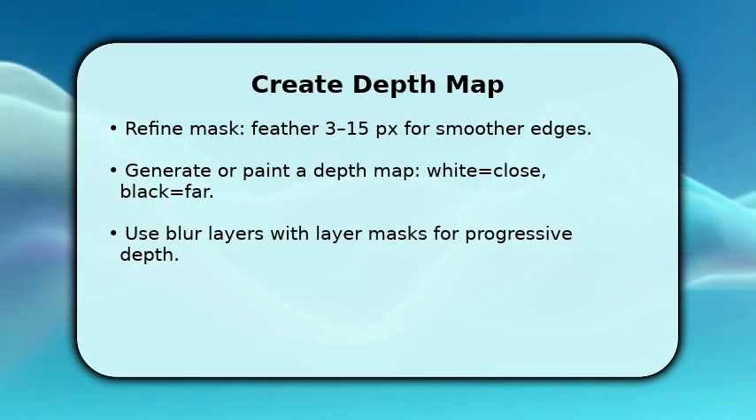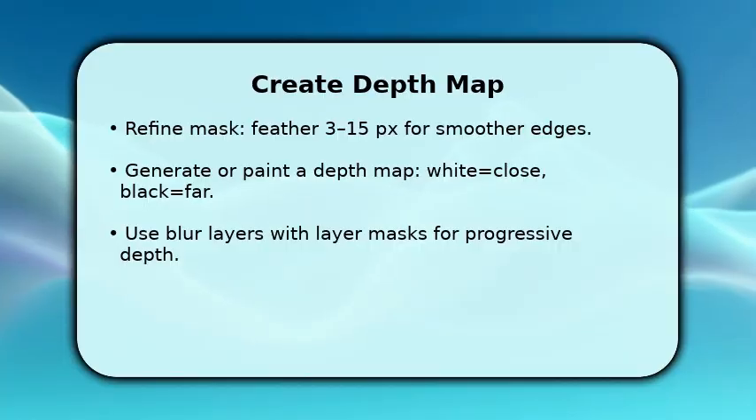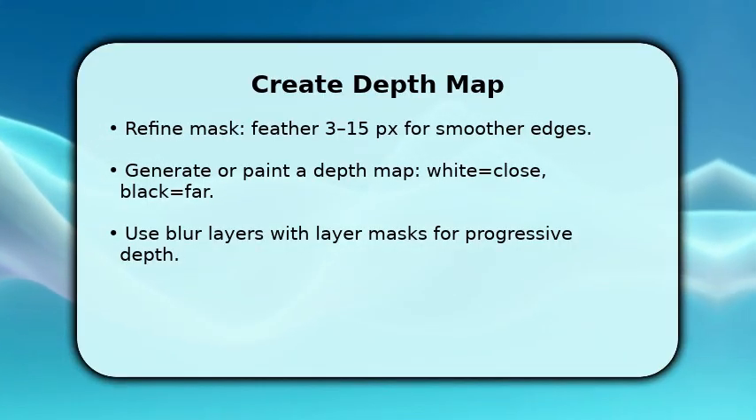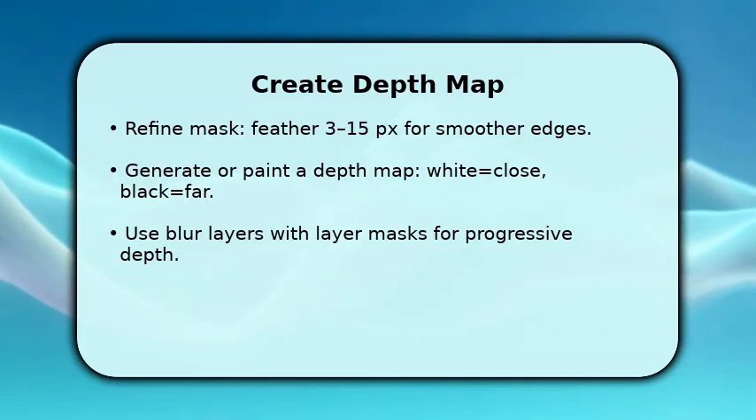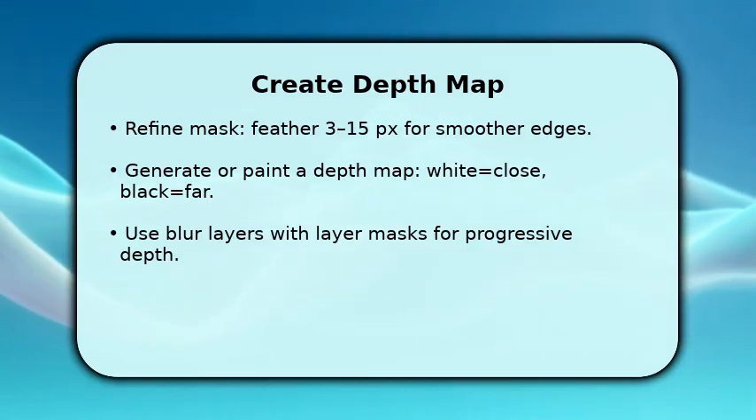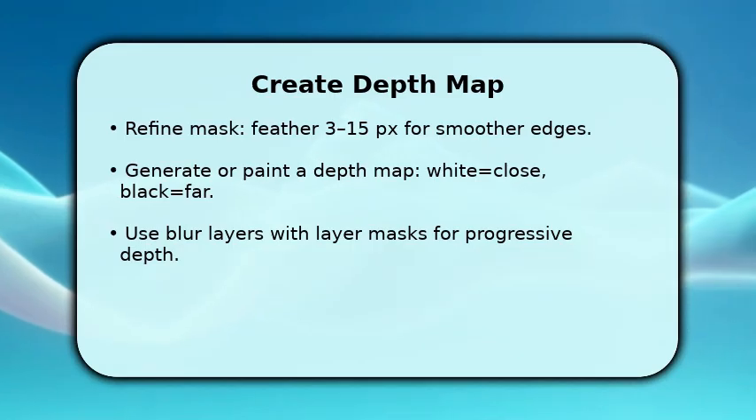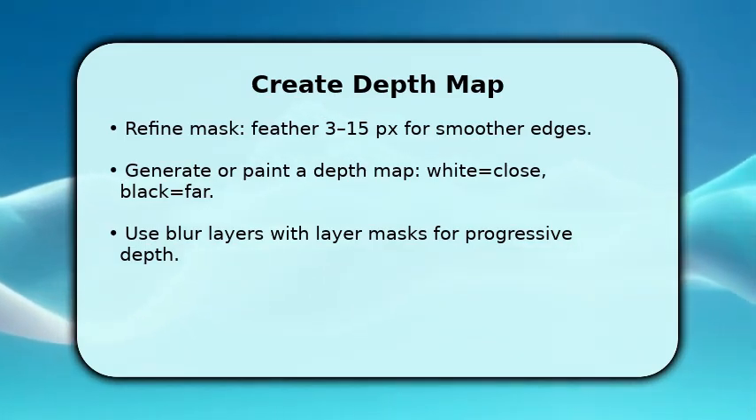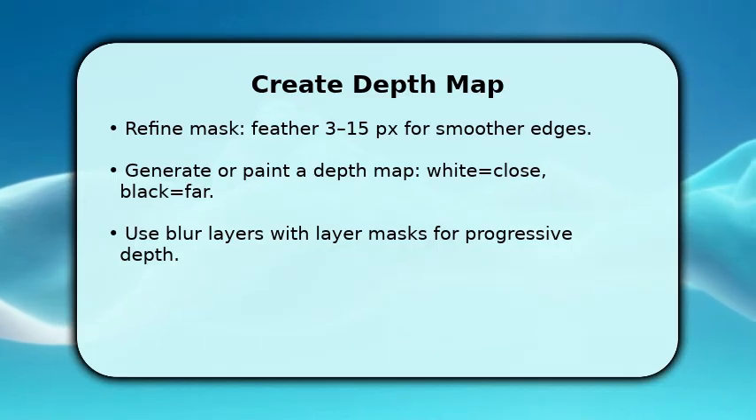Now you'll build the actual depth map that controls blur intensity. Once you have a clean subject mask, invert it to isolate background areas you want blurred. If your editor generates depth automatically, inspect it and paint corrections. White areas mean closer, black means farther. Apply a gradient or multiple zones for mid-distance transitions.